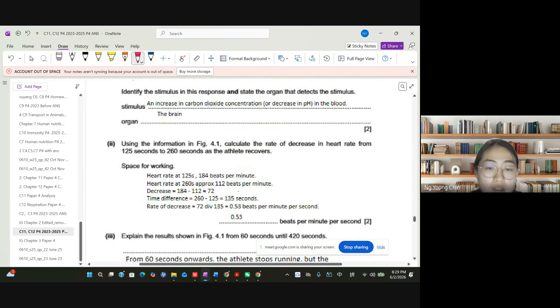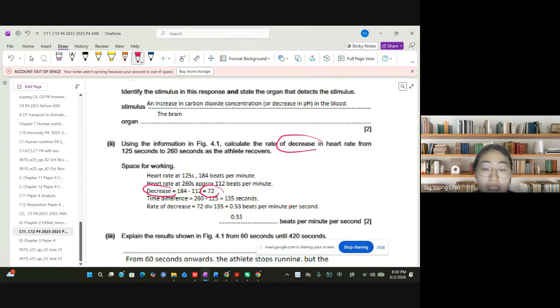And that's how you're able to calculate the decrease in the heart rate. So that's why you should do it this way: 184 minus 112, you get about 72.